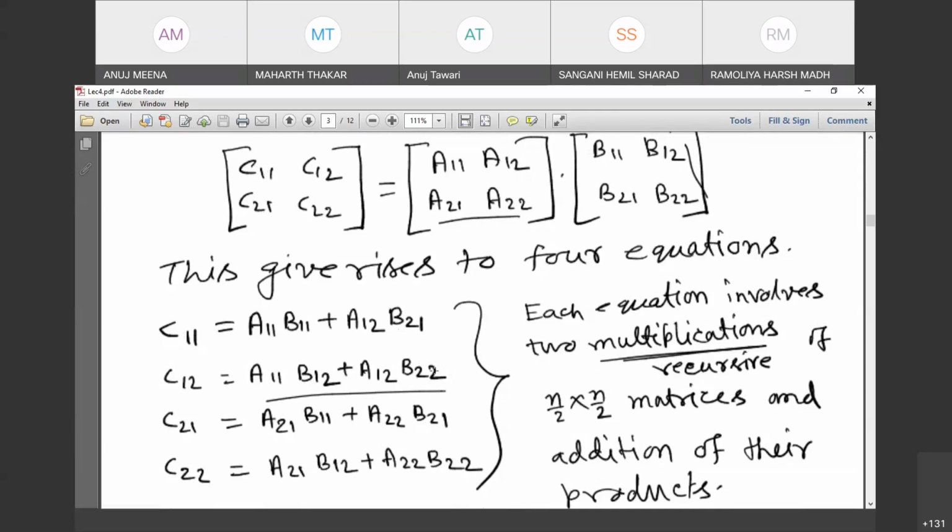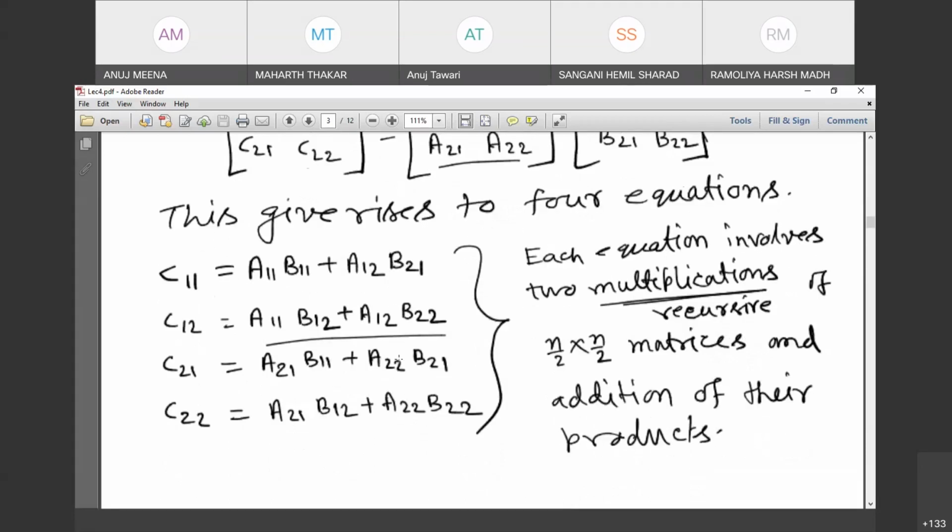And what is happening here? There are 8 matrix multiplications, each of size n by 2, and then you are adding some things. So how much time does adding 2 matrices take? Let's say I want to add two n cross n matrices. It takes n square, because each entry will take constant time and there are n square entries.